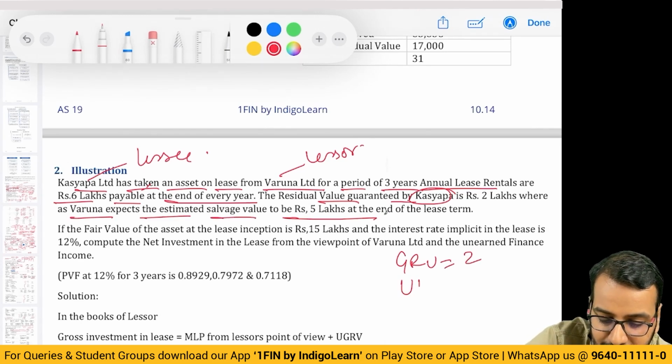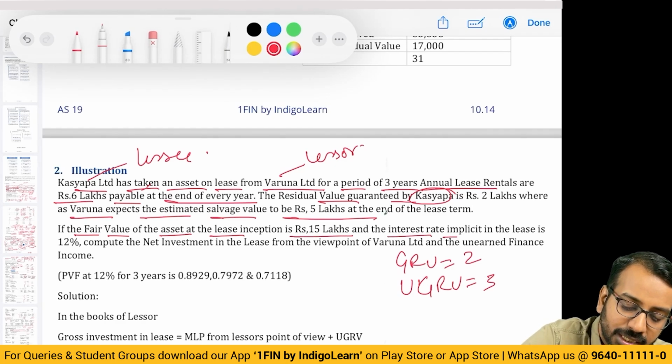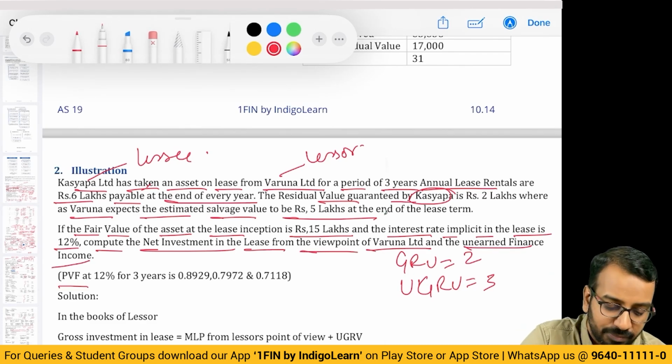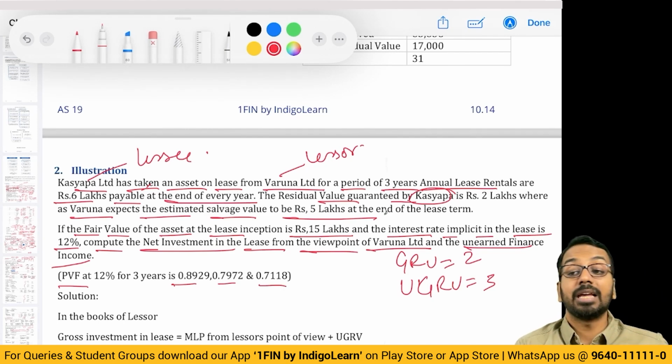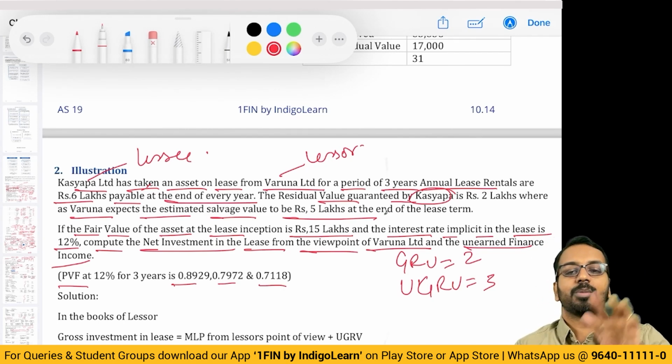So what is the unguaranteed residual value? Unguaranteed residual value is 3 lakhs. If the fair value of the asset at the lease inception is 15 lakhs and the interest rate implicit in the lease is 12%, compute the net investment in lease from the viewpoint of Varuna Limited and the unearned finance income. Present value factors are given. Now, if the present value factor is given, use the same present value factor. Don't compute your own present value factors.